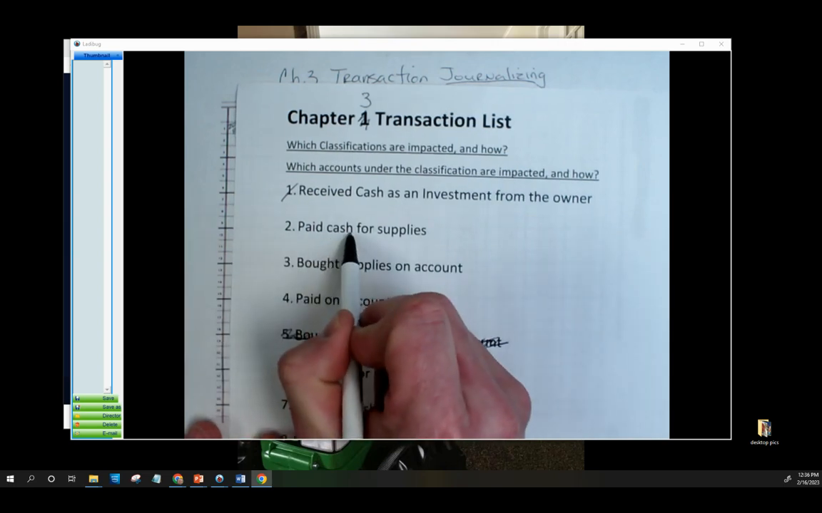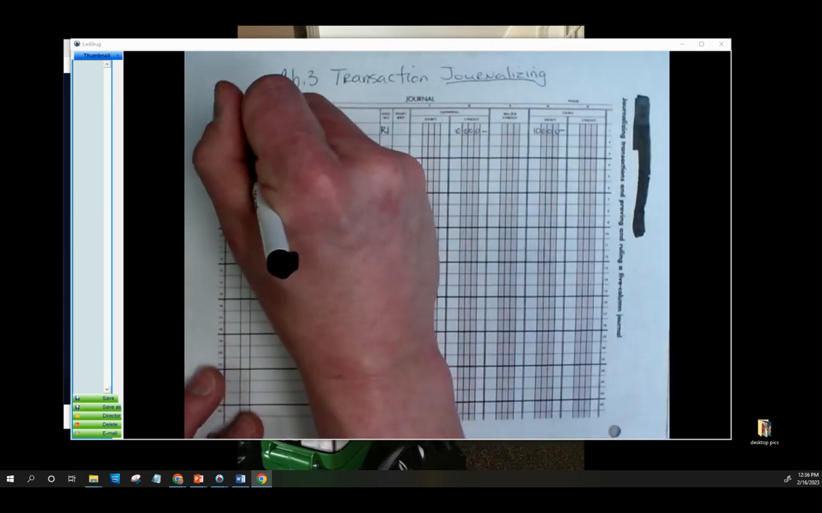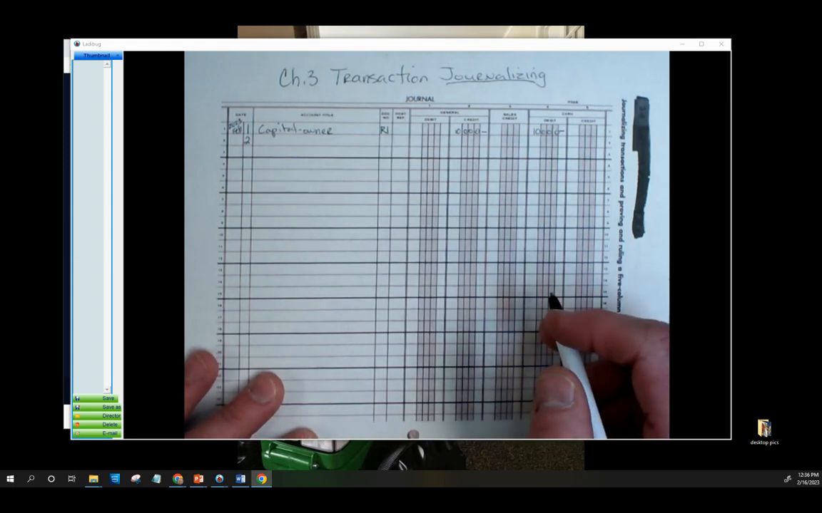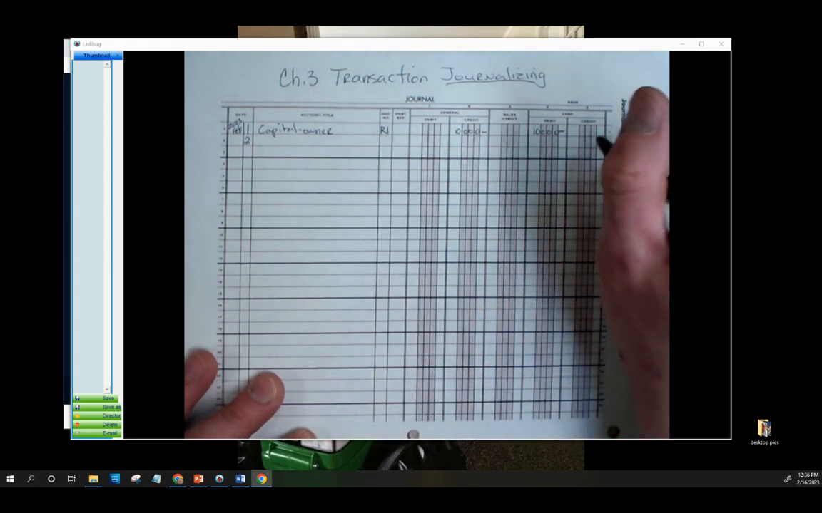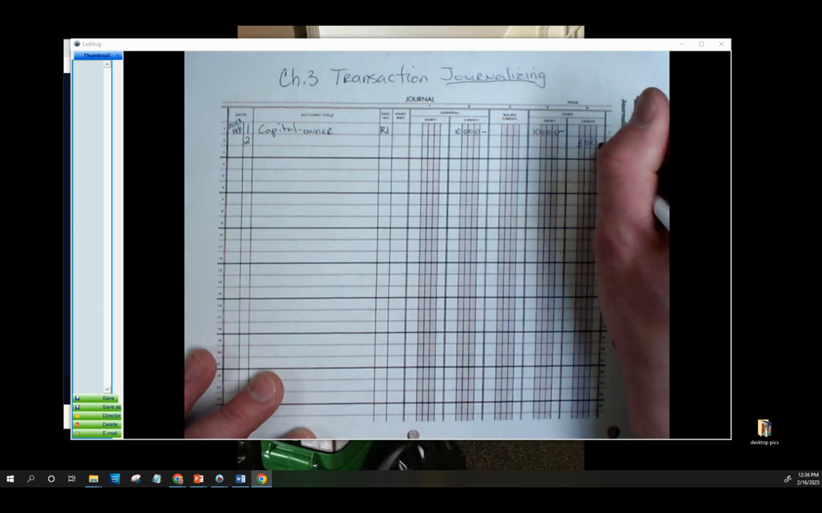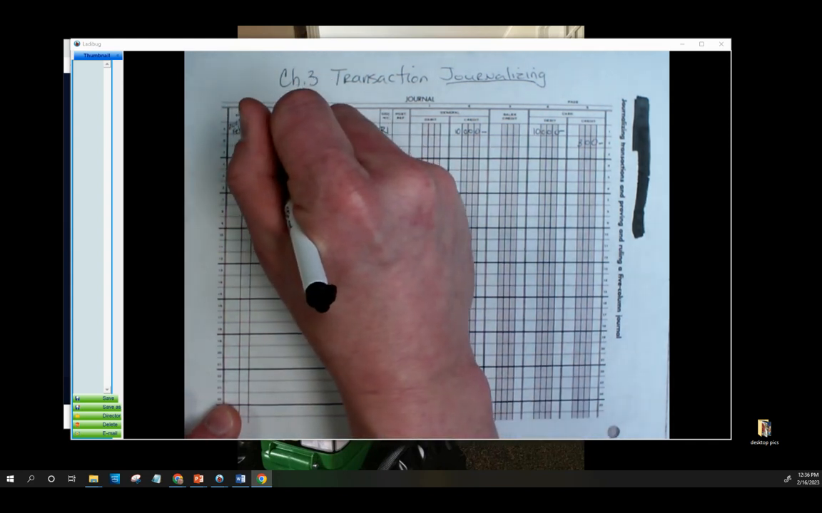Transaction 2, paid cash for supplies. It's on the second of the month. We're going to go ahead and put 2. Notice the month and year we did not put. Paid cash for supplies. Let's just say we bought $300 in supplies. That means we spent $300 in cash. Anytime you pay cash, you're going to be writing a check. We bought supplies.